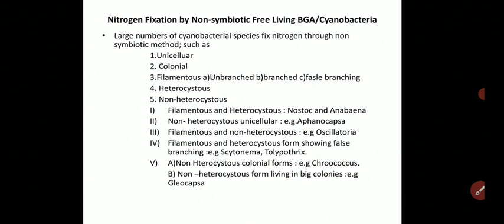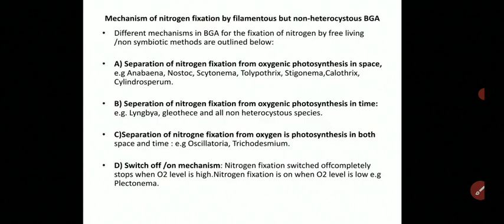So let's see the mechanism of nitrogen fixation by filamentous but non-heterocystous blue-green algae. Already in a previous video we have discussed how heterocysts, the specialized cells of blue-green algae, fix nitrogen. But here we are going to discuss the blue-green algae that do not have heterocysts and how they fix nitrogen. The different mechanisms of free-living or non-symbiotic nitrogen fixation are outlined below.